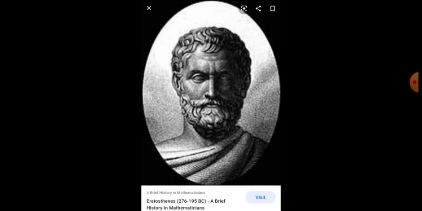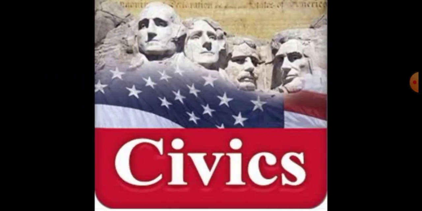Then the third important branch is civics. Civics is the study of the rights and duties of citizenship of a society.